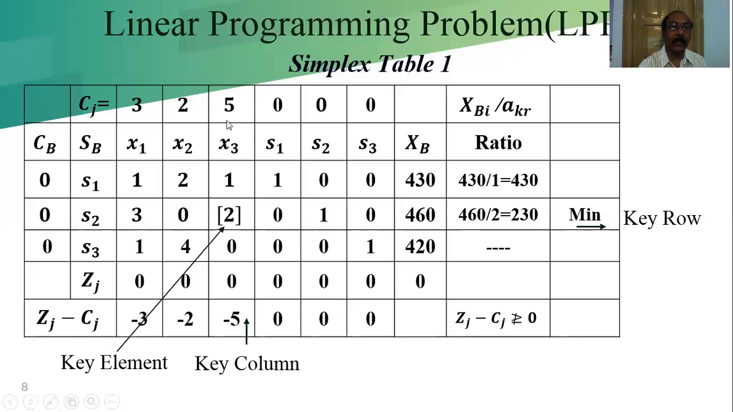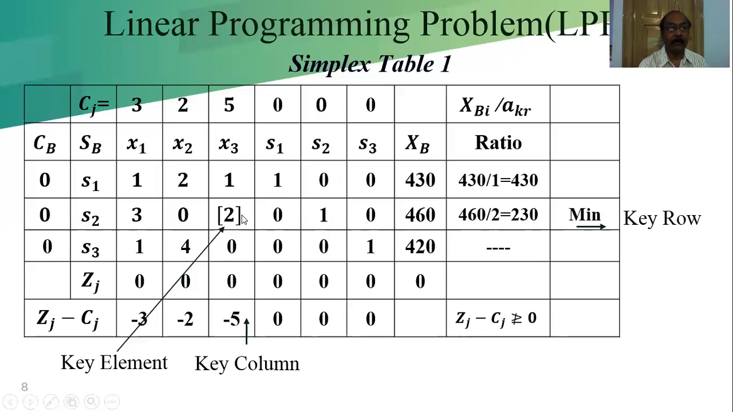It is mentioned here that 2 is our key element. Third column is our key column. Second row is our key row. How do we find out? By finding the ratio. From the ratio, we find which one is the minimum, and corresponding to the minimum value of the ratio, we find the key row. The intersection of the key row and key column element is known as the key element.